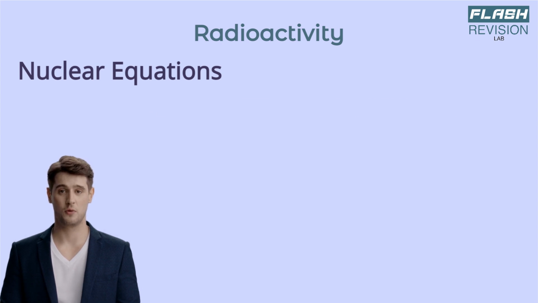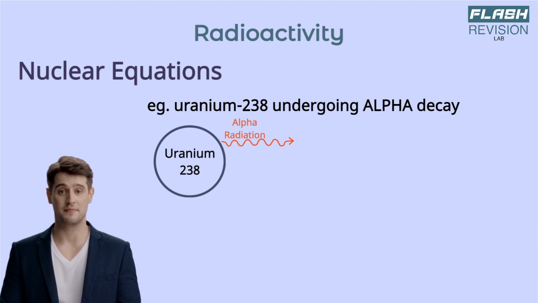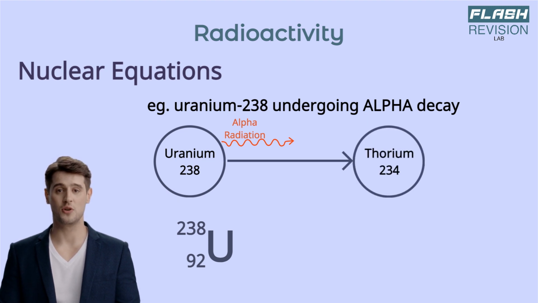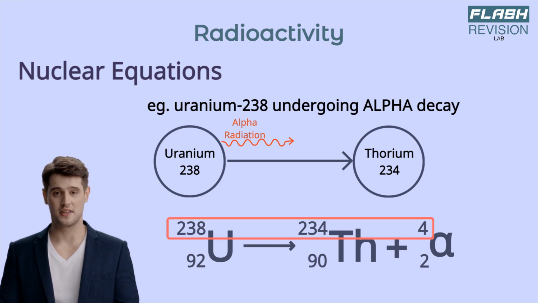For our first example, let's examine a uranium-238 atom undergoing alpha decay. Uranium has a mass number of 238 and a proton number of 92. When this decay occurs, it loses 2 protons and 2 neutrons, transforming into a thorium-234 atom, which has a mass number of 234 and a proton number of 90. Meanwhile, an alpha particle with a mass number of 4 and a proton number of 2 is released in the process. You can always check if your equation is correct by checking if the mass numbers and proton numbers add up.